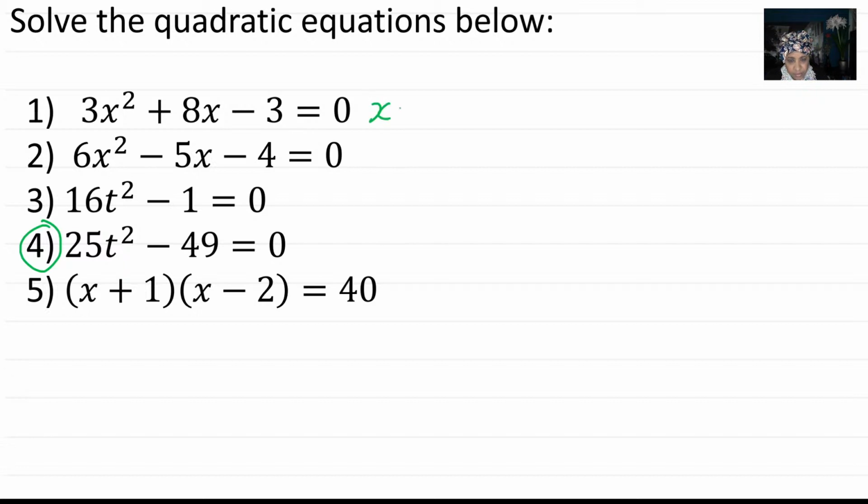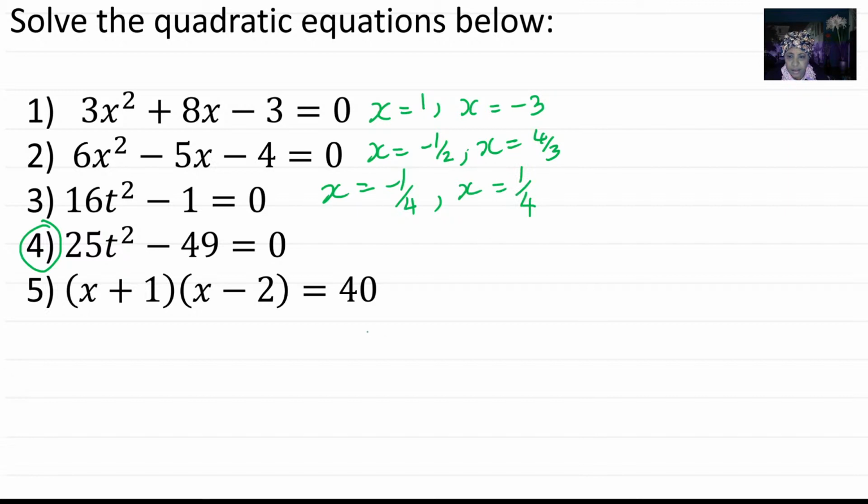So x is equal to 1 and then x is equal to negative 3 for that one. And then for this one, x is equal to negative half and then x is equal to 4 over 3. And for this one, number 3, x is equal to negative quarter and then x is equal to quarter. Okay, now I'm going to show you how to do number 4 two different ways.